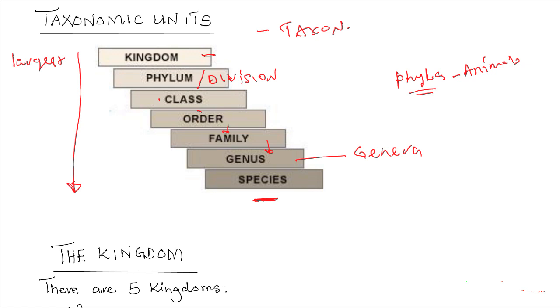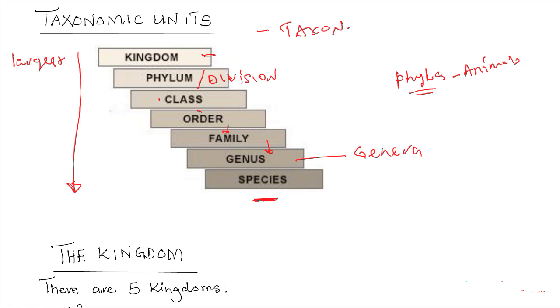Members of different species cannot interbreed to produce fertile offspring. So the moment organisms cannot interbreed to produce fertile offspring, then they are said to belong to different species. So these are the 7 major taxonomic units.